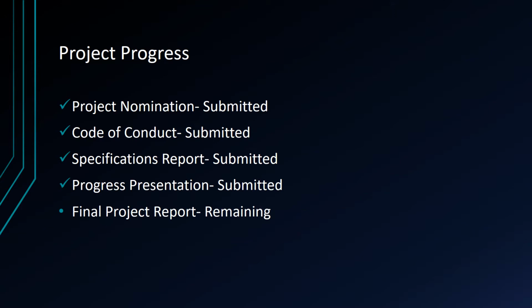As can be seen from the slide above, the entire project is divided into 5 simple parts. The project nomination report has been submitted, the code of conduct document has been submitted, and the validation report for this mobile application has also been submitted, along with the project progress presentation that you are viewing right now.